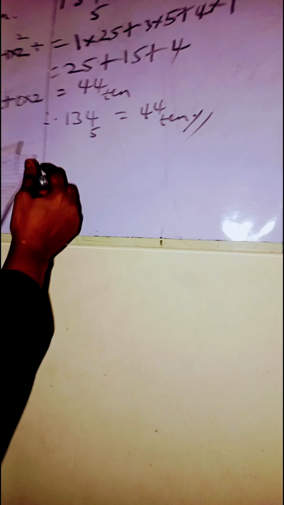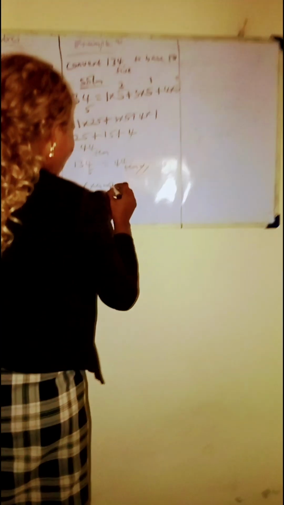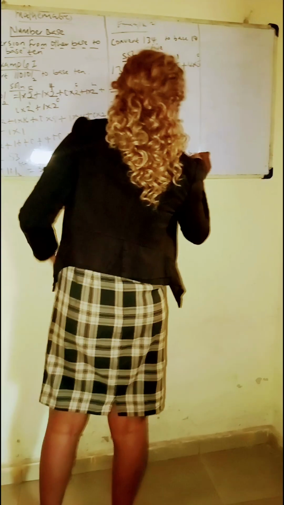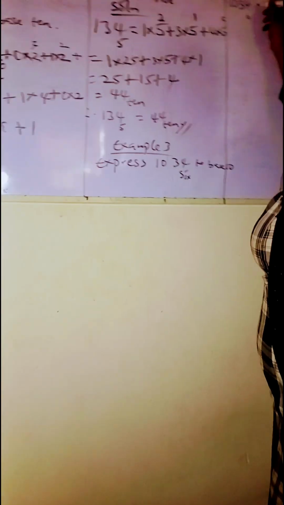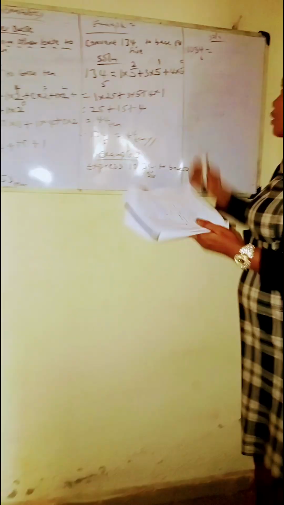So let's take another example, example 3. In this topic, we are going to take so many examples. Express 10346 to base 10. So I'm going to write 10346 to base 10. So now this is under base 6. We are going to use 6 in solving as our base.